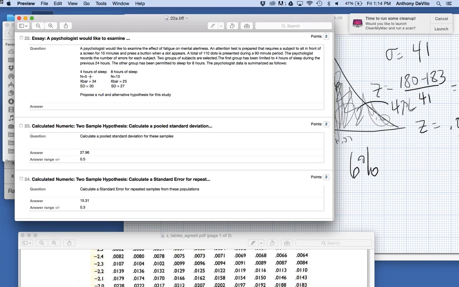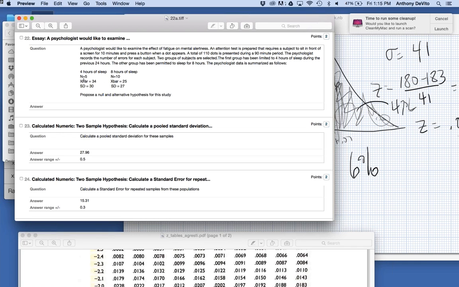He has 5 subjects that are limited to 4 hours of sleep, and the mean number of errors that they made was 34, and the standard deviation for the errors was 30. He has a second group which gets 8 hours of sleep, and he's got a somewhat larger sample size of 10, and the mean is 25. For that group, they have fewer errors. They got more sleep, so we're starting to lean that direction, aren't we? And the standard deviation is equal to 27. Okay, so we have two separate groups.